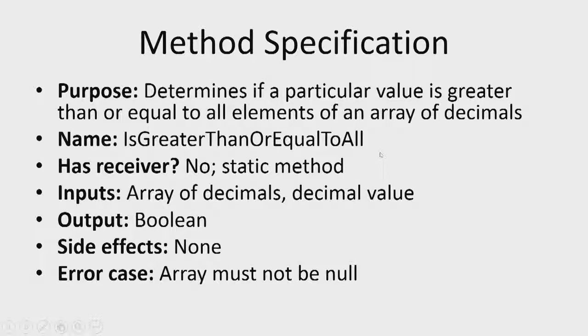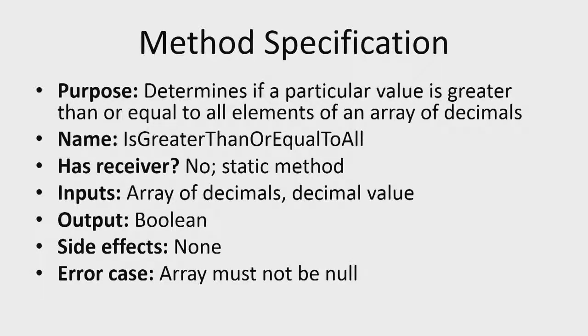This method has a really long name, and I love it when methods have long names. I want the name to be descriptive, I want it to be clear, and I want it to be accurate. And isGreaterThanOrEqualToAll is very clear. Right? What kind of method is this thing? It's a static method. What are its inputs? Once again, we have an array of decimals and a value. The output is a Boolean, no side effects, and the array must not be null.